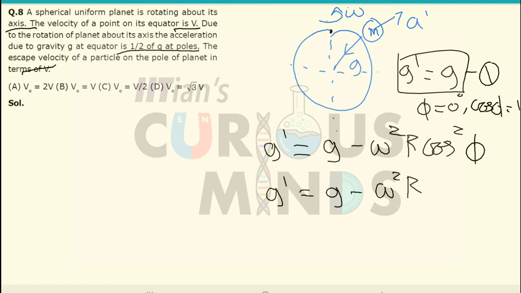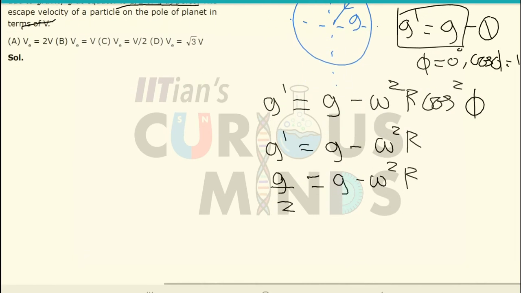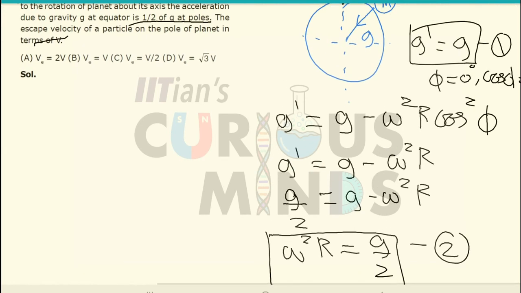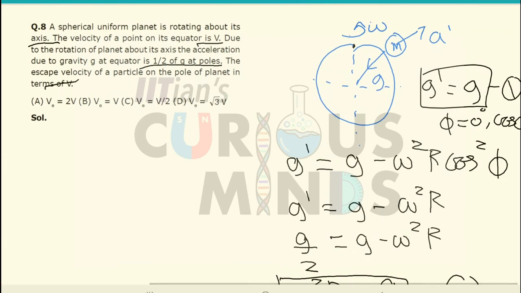Now it is given that g dash is half of the g at the pole, so it will be equal to g by 2, which is equal to g minus omega square r. So basically this can be written as omega square r will be equal to g divided by 2. Let me write this as equation number 2: omega square r is equal to g by 2. I will substitute this later.